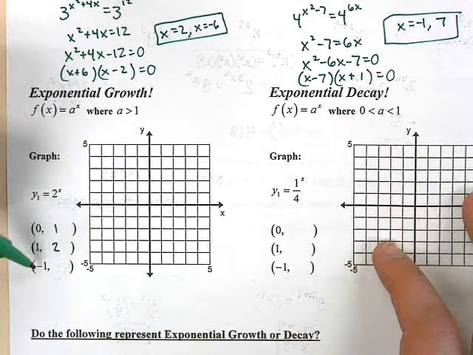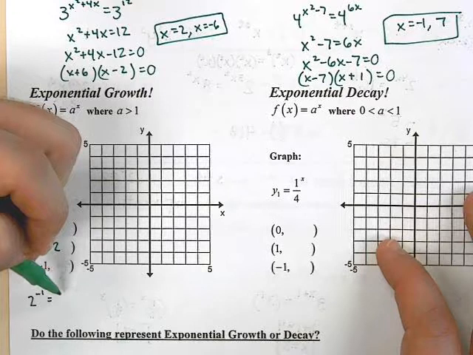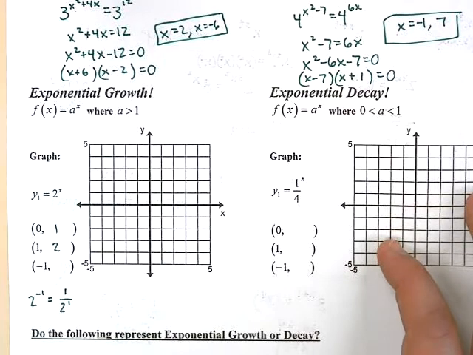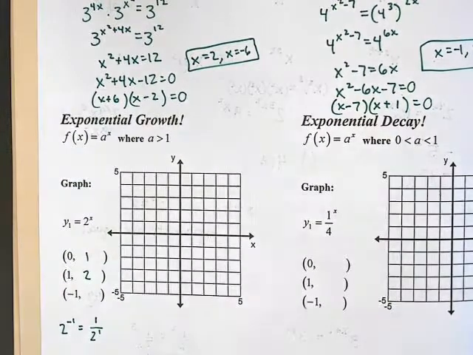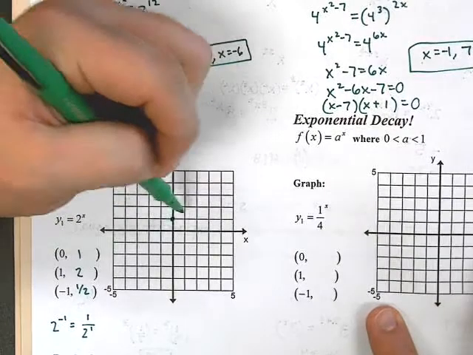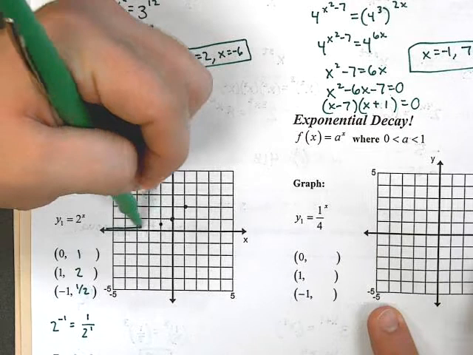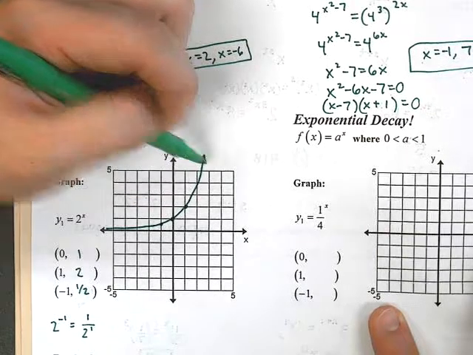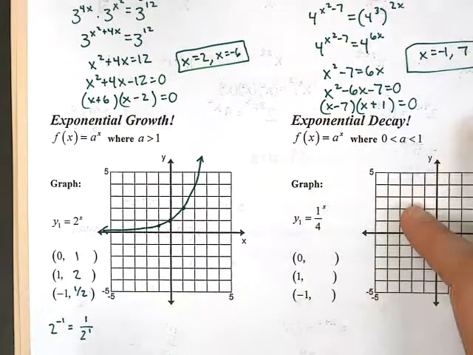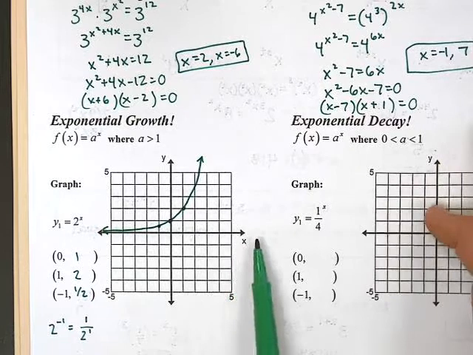2 to the -1st, remember, we can rewrite as the reciprocal with a positive exponent, okay? So this is just 1/2. And now when I plot 1, 2, and 1/2, all right, I know that I'm going to have something like this. One thing to think about here, this is going to be what we call asymptotic to the x-axis, okay?